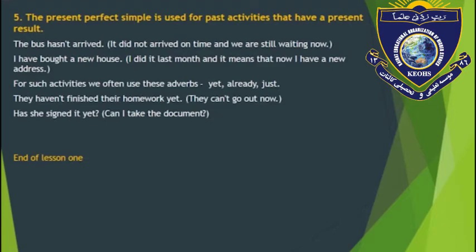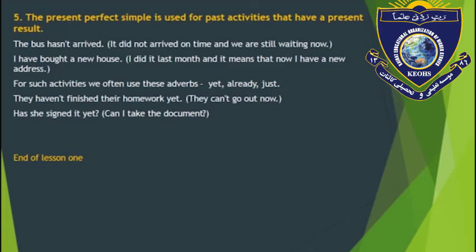Number 5, we use present perfect simple for past activity that has a present result. It means the action happened in the past, but the result is obvious or clear for us in the present. For example, the bus hasn't arrived. You're waiting for a bus, but the bus still hasn't arrived. It means the result is in the present. It didn't arrive on time. We are still waiting now.